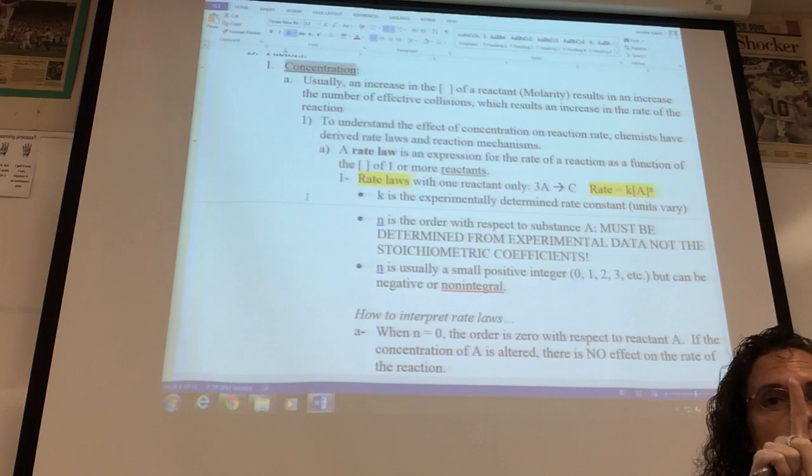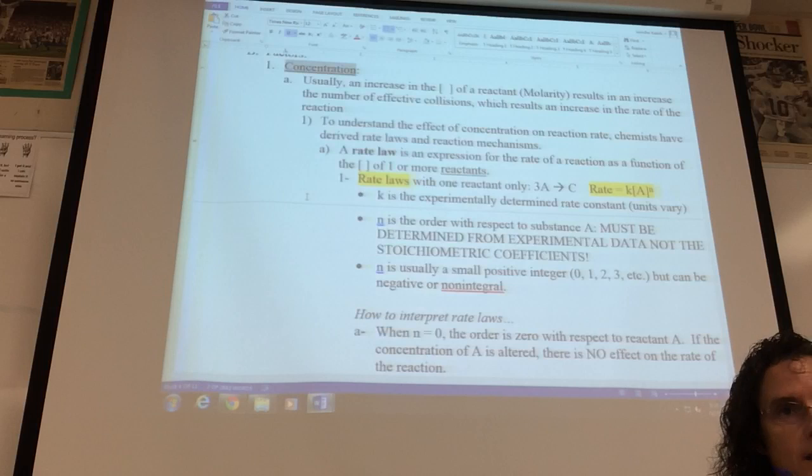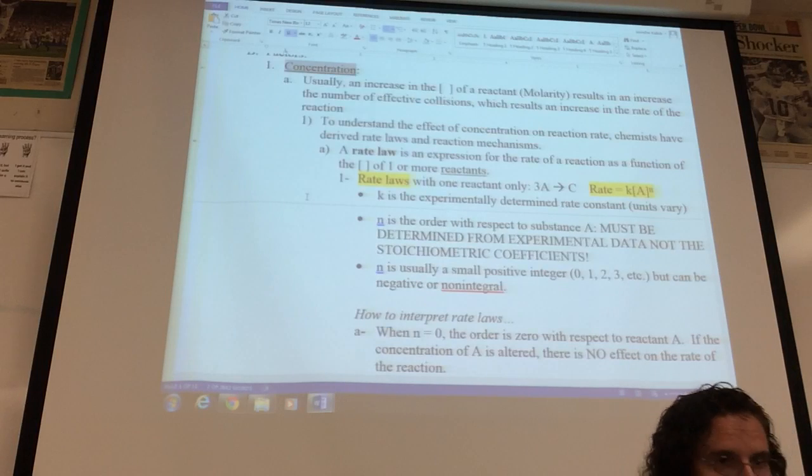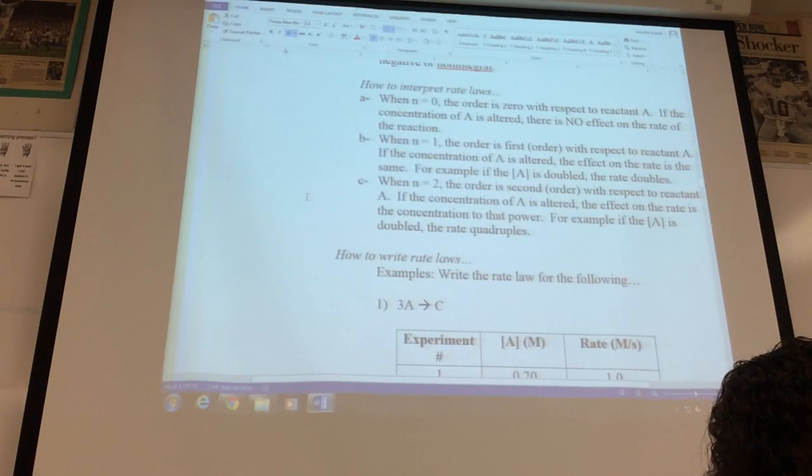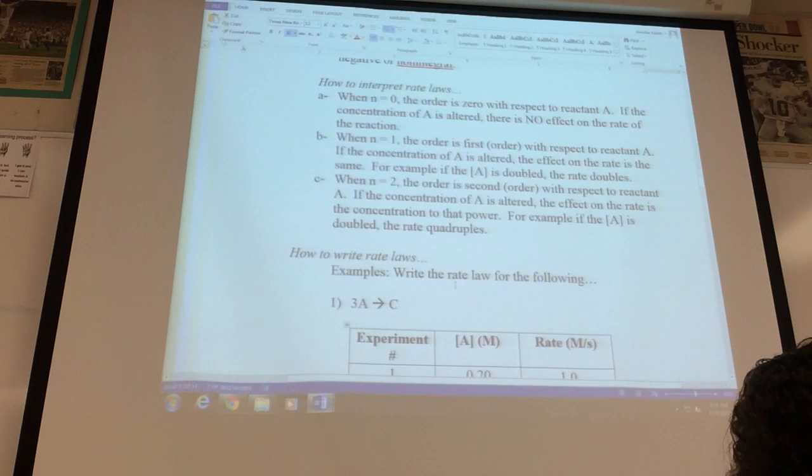No, 3 to the third is 27. 81, because it'd be 9 times 9. So it's just exponents. Just be very careful with your exponents. Let me show you how to interpret it. I'll show you how to write them, and then you can practice.